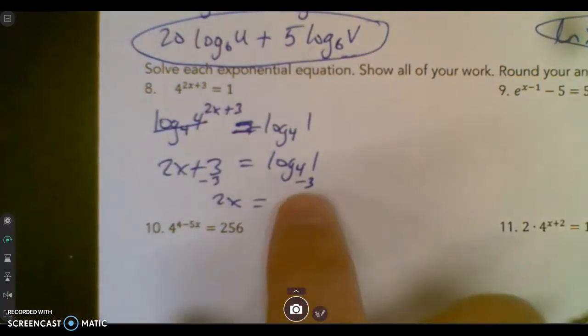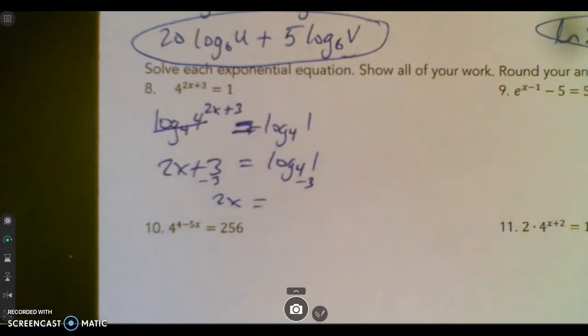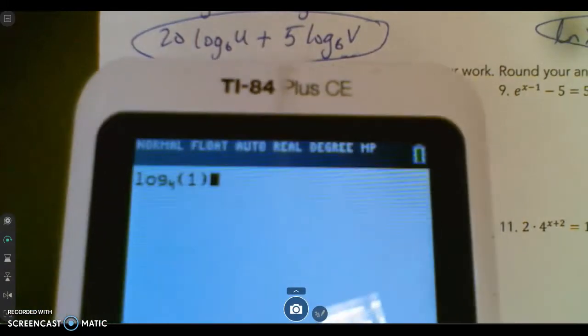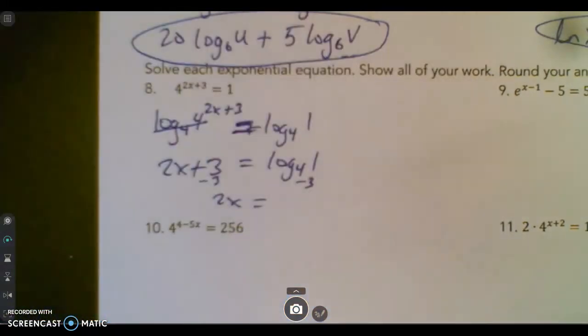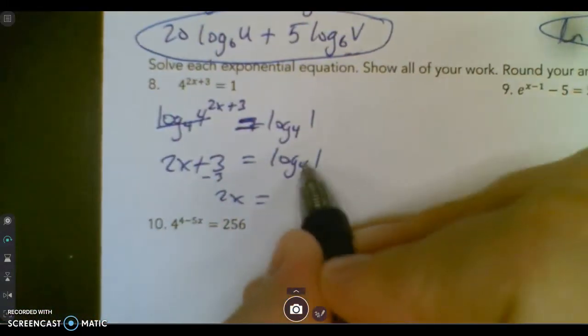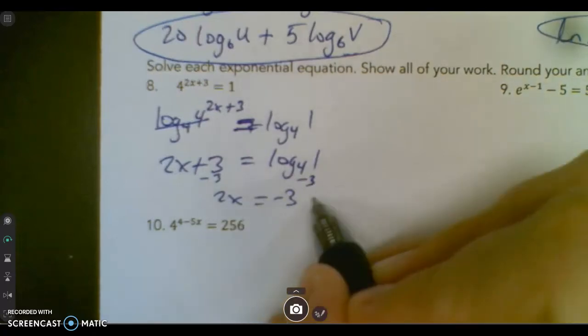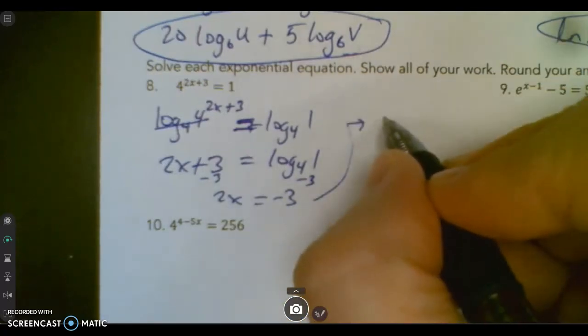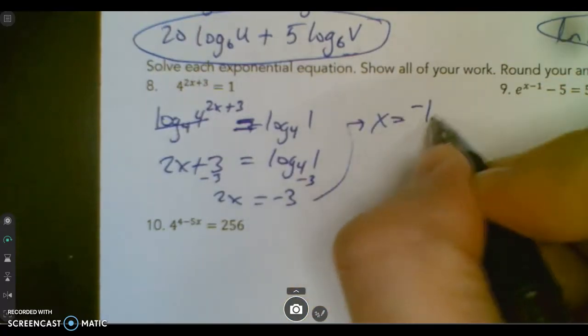So actually, if you have log base 4 of 1, I'm going to do it this way. You could do this with change of base formula too, but I'll just show you could type it in like that. It's 0. So 0 minus 3 is negative 3. Divide by 2, and you get negative 1.5.